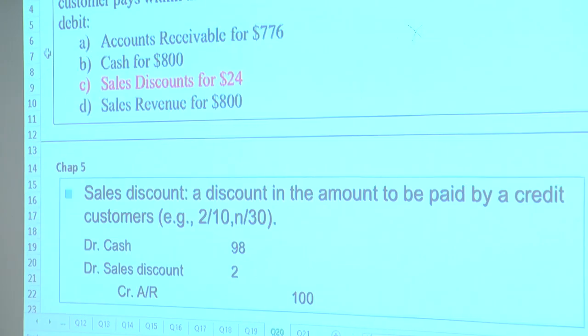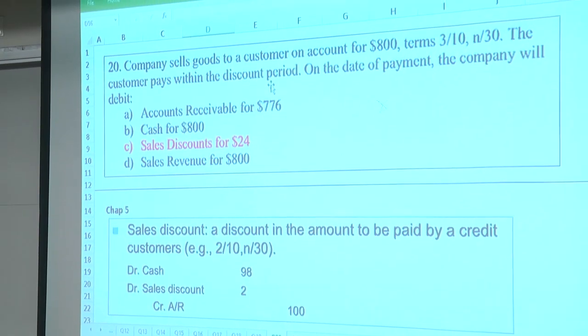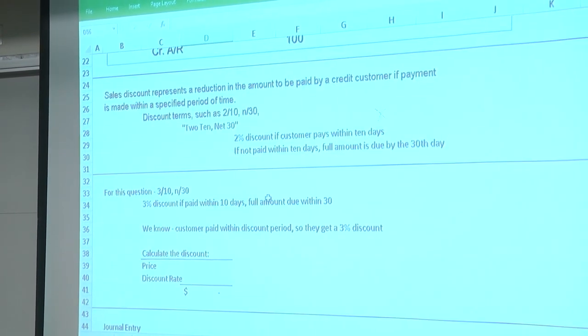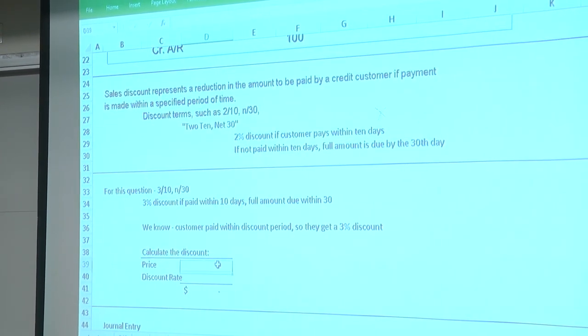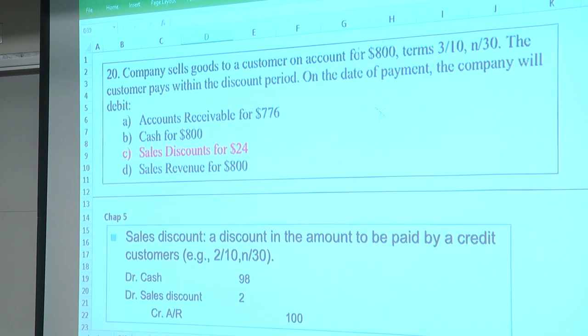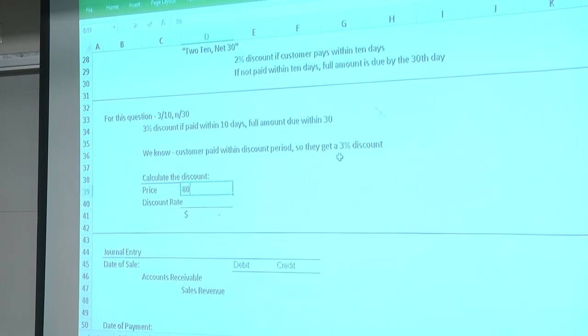In here, we know that the customer paid within the discount period. The question tells us that. So first, we have to calculate the discount. The price of the product is $800. So let's just throw in 800 here. And then the discount rate is 3%. So I'm going to pop in a 0.03, and that's $24. So the customer here is getting a $24 discount on the $800 sale.